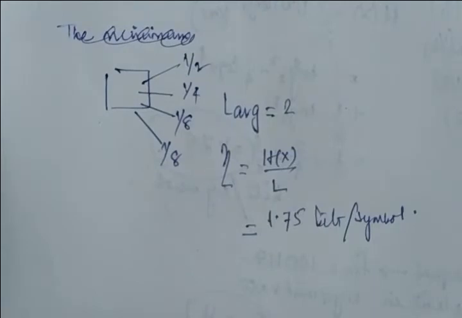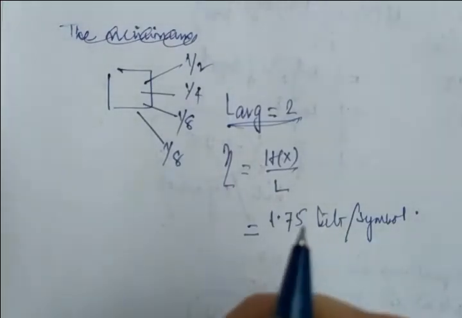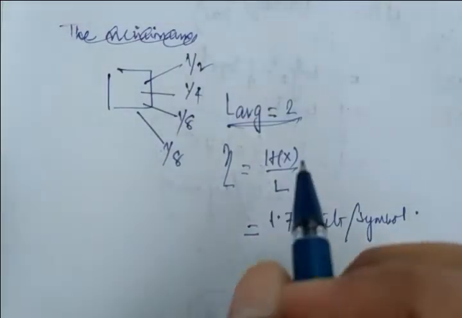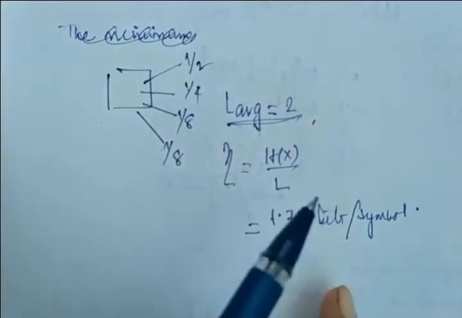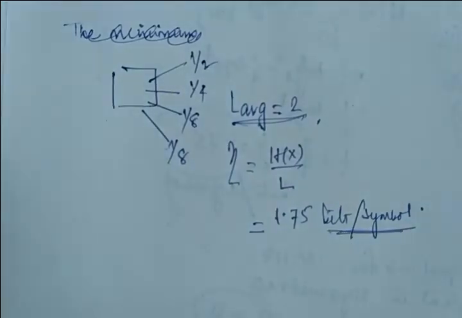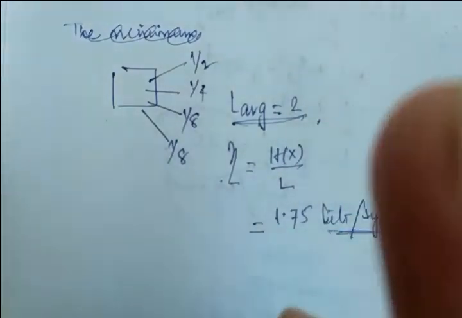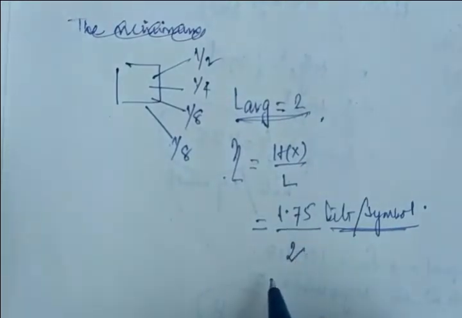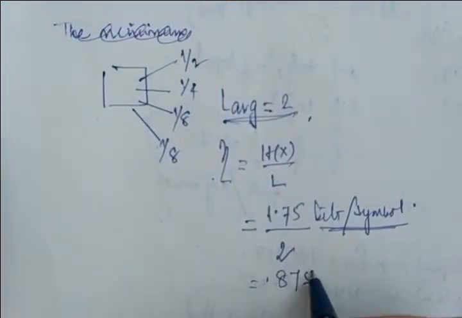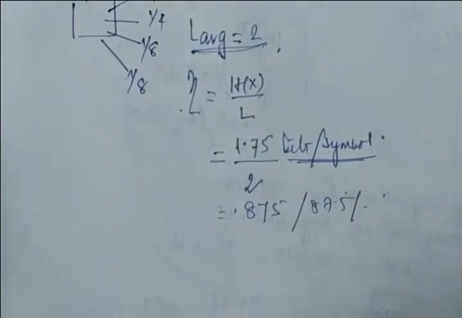Another way you can easily check whether L average will be 2 or not, because in the question the unit is already given, 2 bits per symbol. So this is the unit of L average, and you have already calculated Hx. Hx is also in bits per symbol, and because efficiency has no unit, bits per symbol cancel out. If you put the value 1.75 by 2, you can easily calculate that this will be 0.875 or 87.5%. But in your answer, the options are 1, 7 by 8, half and 1/4.